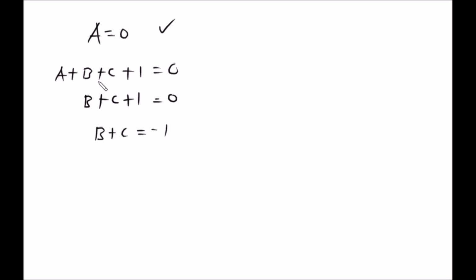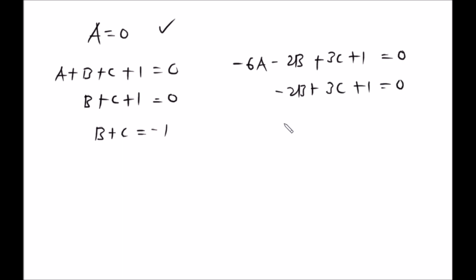And then tuna -6a minus 2b plus 3c plus 1 sawa na 0. So a sawa na 0, kwa hiyo ni -2b plus 3c plus 1 sawa na 0. Kwa hiyo nikimleta 1 huku itakuwa ni -2b plus 3c sawa na -1. So now I have two equations, simultaneous equations.